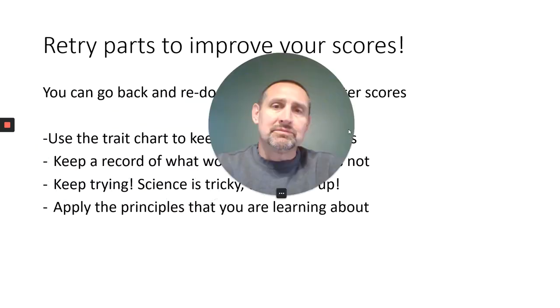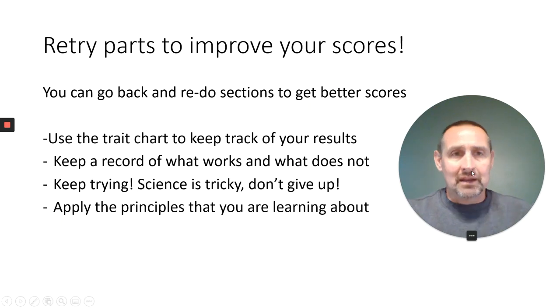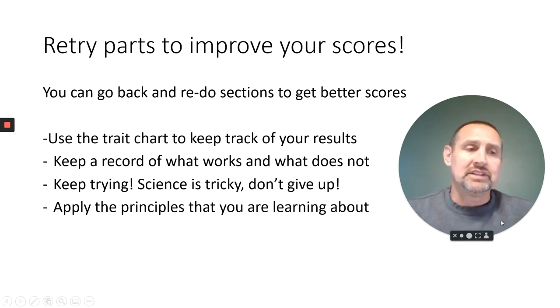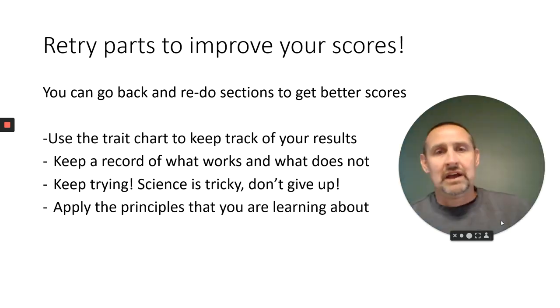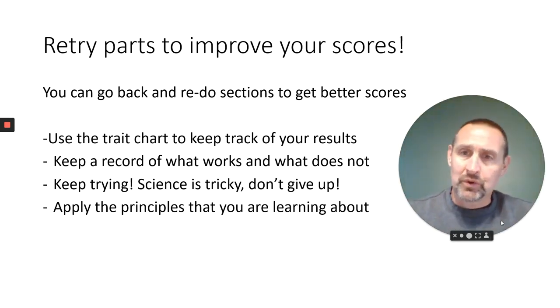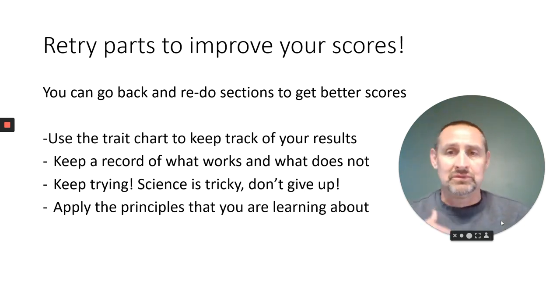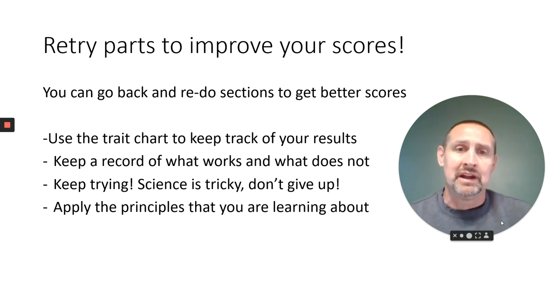So again, just some tricks and tips. Don't forget to go back, redo some sections, get better scores that way. Use that trait chart to help keep track of how you're doing. Make sure you're recording what's working, what does not. Keep trying, but you can keep going back if you fail. So a lot of times I would just experiment with my first couple rounds. If you're experimenting, it's science, so it's tricky.